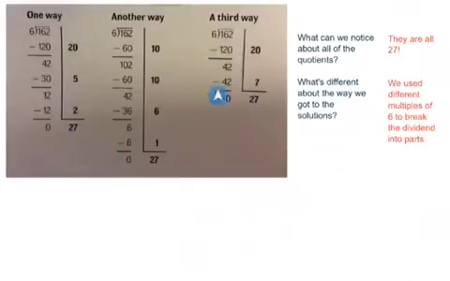So any of these is great. If you have yet another way to have done it, certainly fine, as long as you end up still with the 27. That means your math would have been correct. So what can we notice about all of these quotients? Well, they're all 27, which means that any of these ways are okay. And what's different about these three different ways that I could have solved it? We use different multiples of 6. These are different multiples of 6 to break it into parts. And any of those ways is fine, as long as you ended up with 27, because that would mean your math was correct.